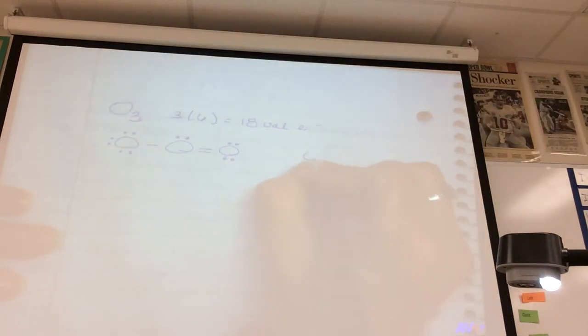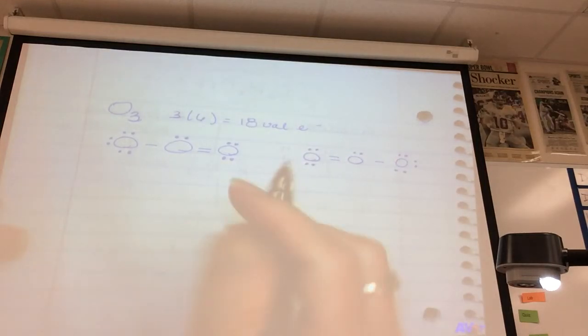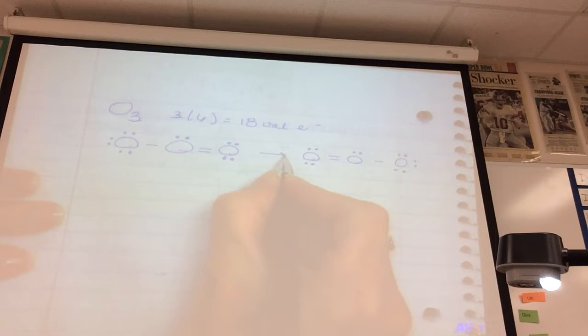Now what's to say that it wasn't this structure? And this is going to bother you a little bit because it looks like a mirror image, but we've changed the electron distribution. These two structures, designated by this arrow between them, are resonant structures. They differ only in the distribution of electrons.